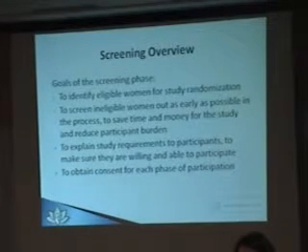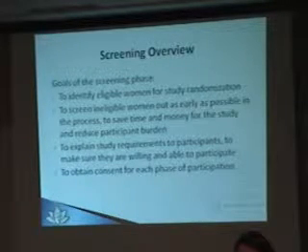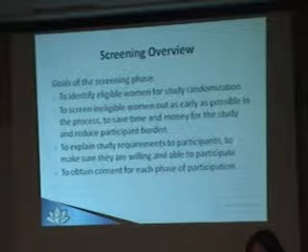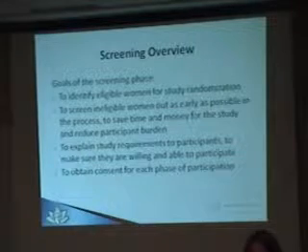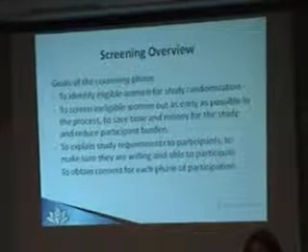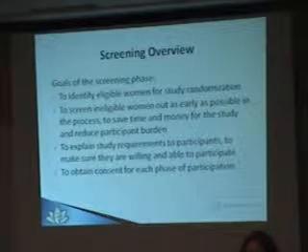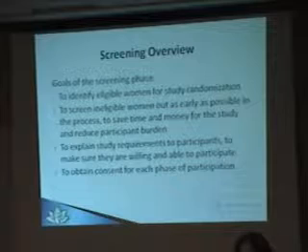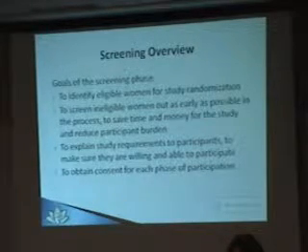Overview of screening. The goals of the screening phase are, once you've identified these women through recruitment, that you want to start screening them out and find out if they're eligible for study randomization. And the goal is to really just screen out ineligible women as quickly as possible, to be more efficient with your time and money, and also to reduce their burden. You don't want to get women all the way through and find out at the very end she's not eligible. That will happen occasionally, but better to screen those out early in the process.